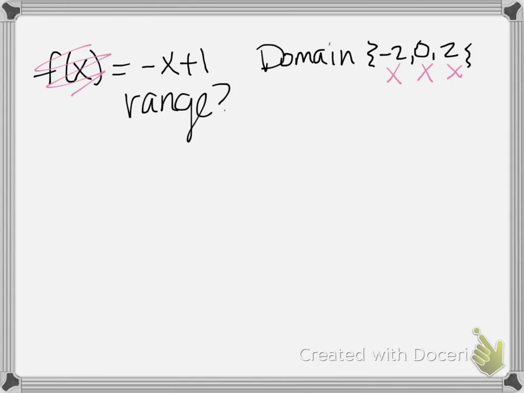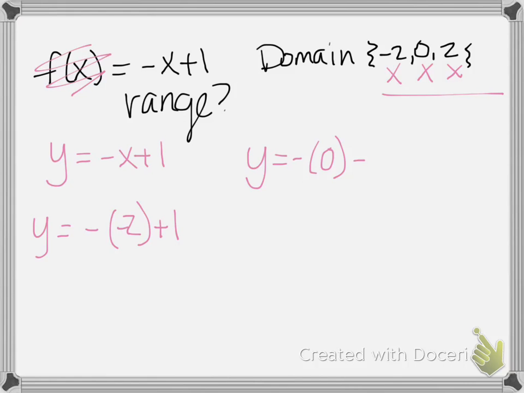F of x means the same thing as y, so we're going to cross that out and put y equals negative x plus 1. Okay, now I got to plug in my 3 different x values because I'm trying to find range, which is my y values. So I'm going to put y equals negative, I'm plugging in negative 2 plus 1, y equals negative 0 plus 1, and y equals negative 2 plus 1.